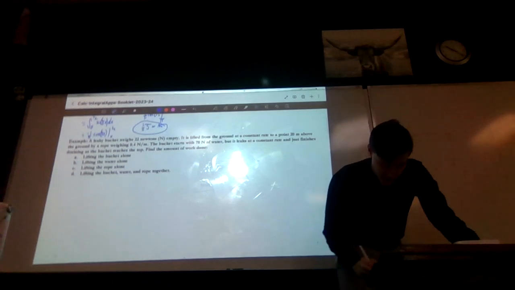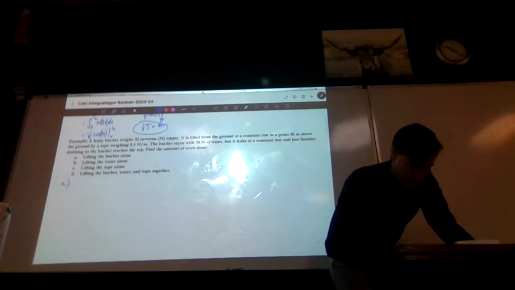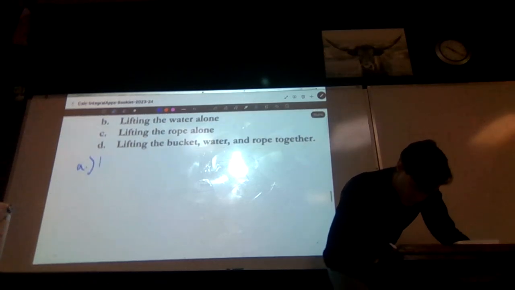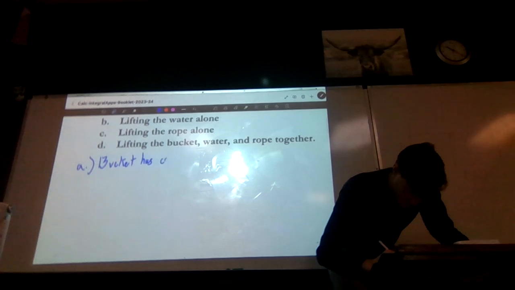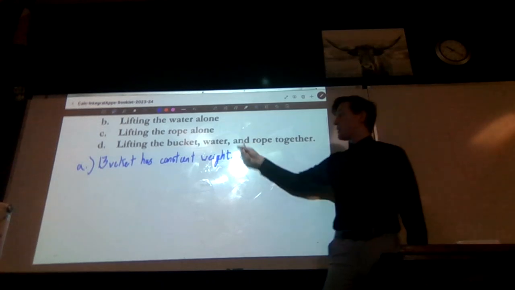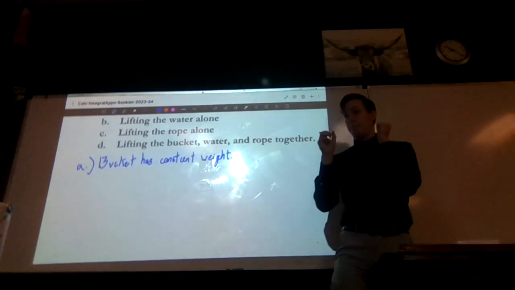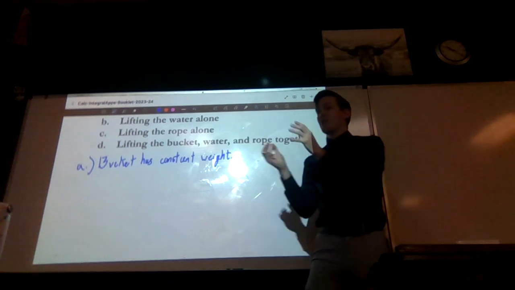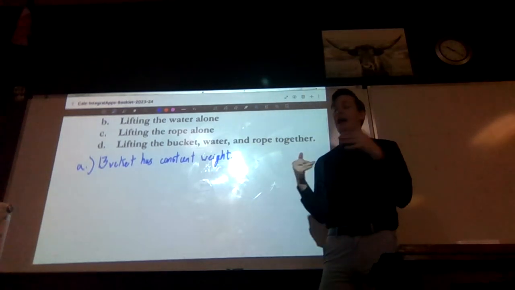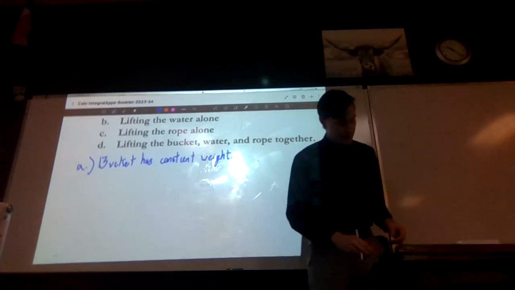Okay, so let's go ahead and consider this. What do we need to know about the bucket? We know that the bucket has a constant weight. Only the bucket we're looking at. Because right now we need to do all three of these separately, because doing them all together is too hard. So we're going to do the bucket only, then the water, and then the rope, and then we add all those together to find out how much work was actually done overall. So find the work on the bucket, work on the water, work on the rope.